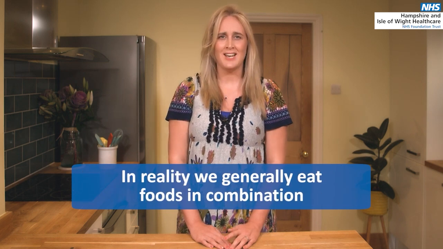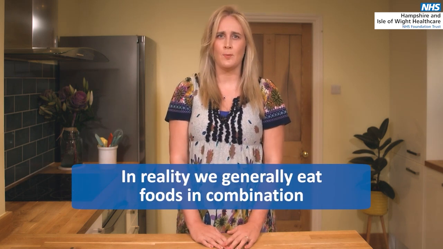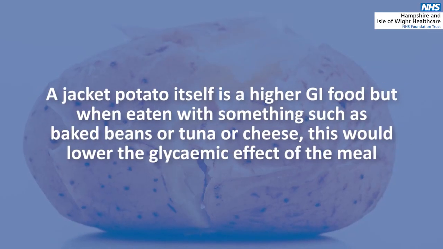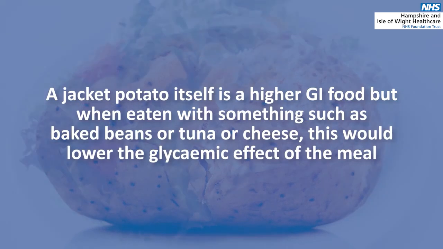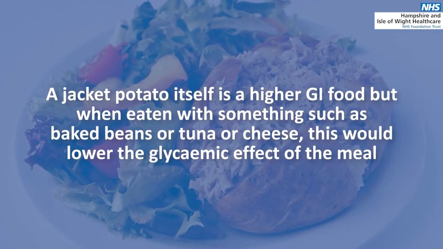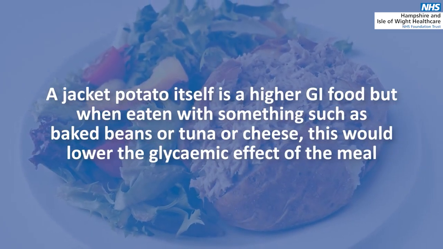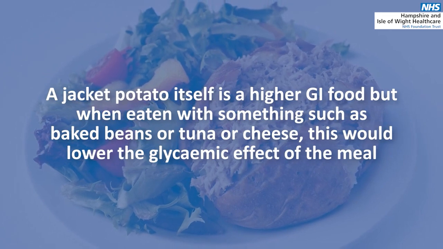However, in reality, we generally eat foods in combination. For example, a jacket potato itself is a higher GI food, but when eaten with something such as baked beans or tuna or cheese, this would lower the glycemic effect of the meal.